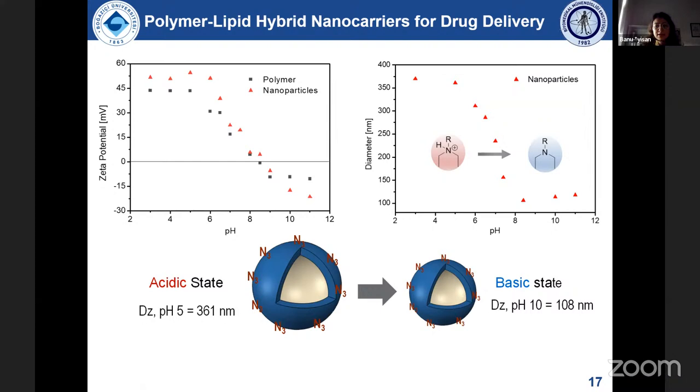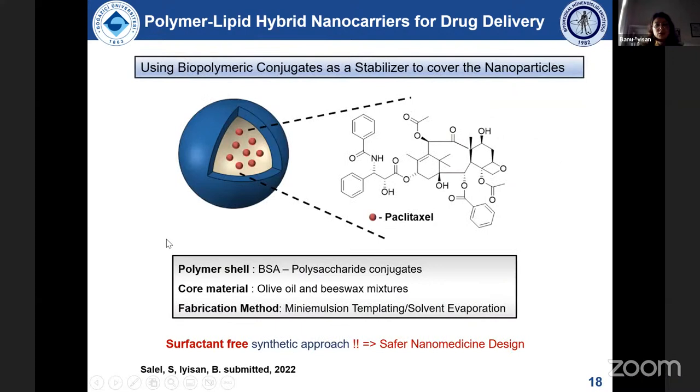But I can show you another approach that we are using to cover the surface of this kind of wax nanocarriers. In this work, this time we produce some natural polymers using albumin and polysaccharides, different polysaccharide conjugates. And then we also encapsulate a cancer drug, paclitaxel, as you can see here, which has a very problematic water solubility, I would say. So they are really very hydrophobic.